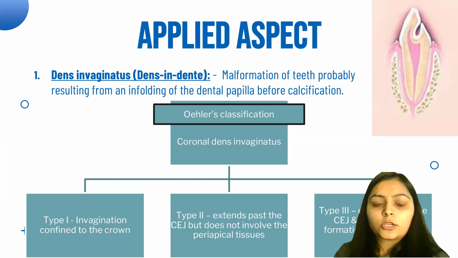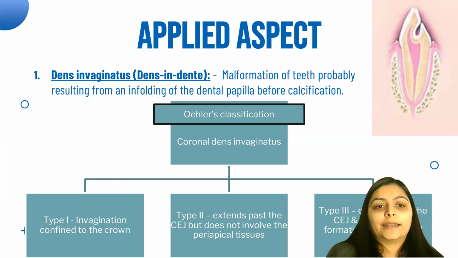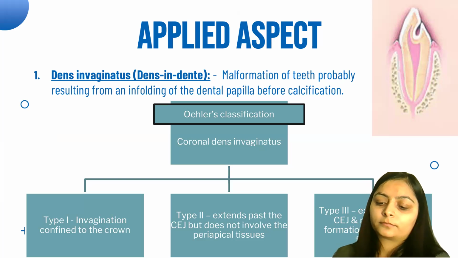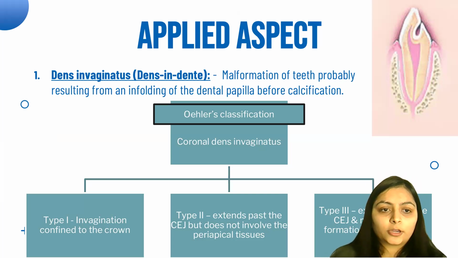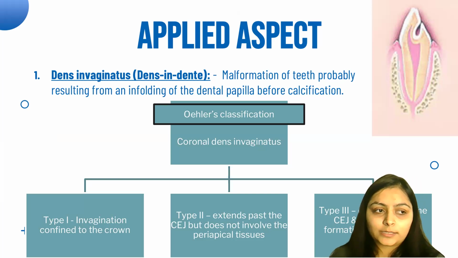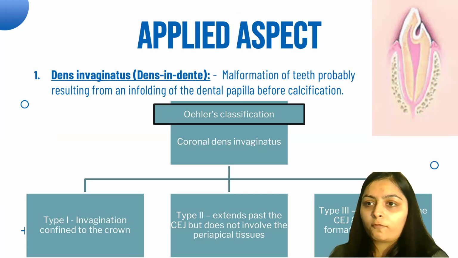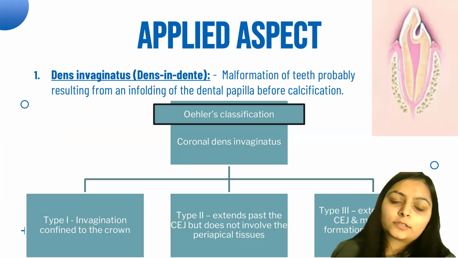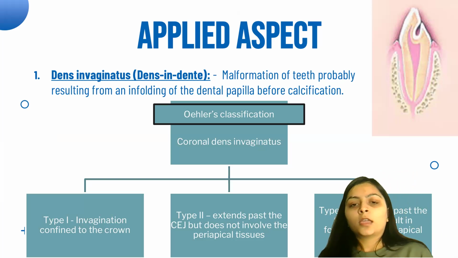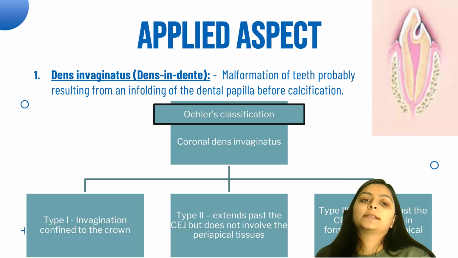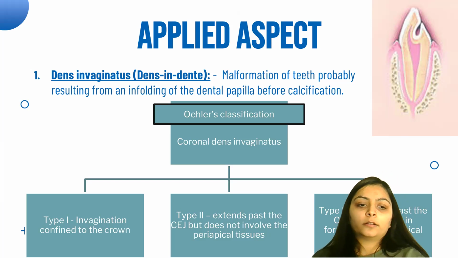Clinical aspects of the apposition stage: it can result in dens invaginatus, amelogenesis imperfecta, dentinogenesis imperfecta, regional odontodysplasia, and dentin dysplasia can also occur if any defect occurs at this stage. First, we will start with dens invaginatus, also known as dens in dente. It means malformation of the tooth, probably resulting from an infolding of the dental papilla before calcification. Dens invaginatus is classified by Oehlers into three types.